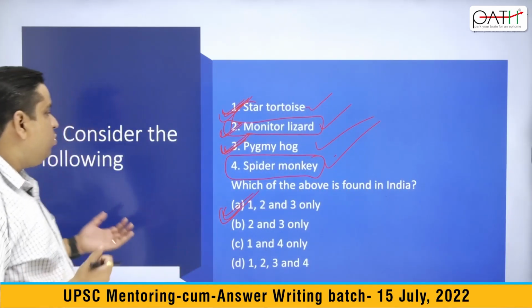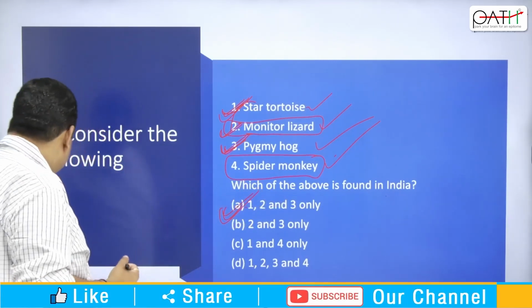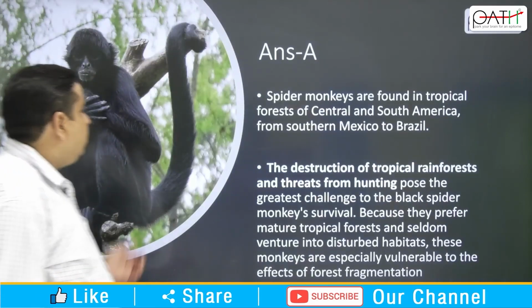That's why the question has been raised here. So the answer will be option A, 1, 2 and 3. Like, this is the spider monkey.